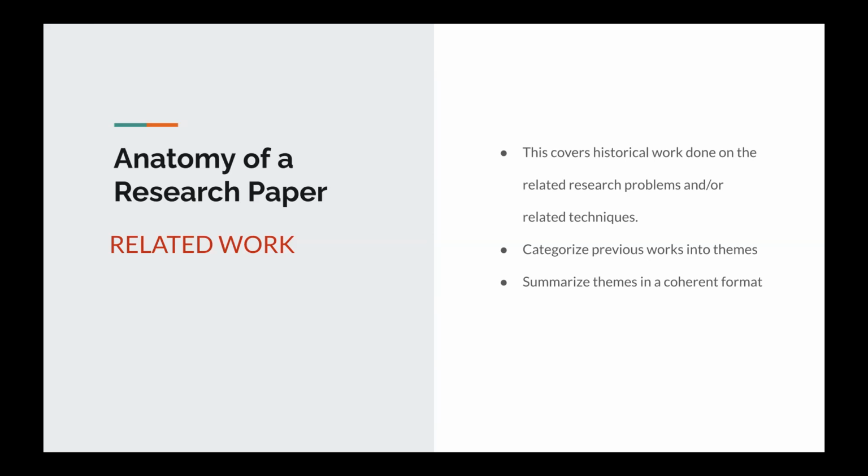You want to categorize these previous works into themes, so it's easier for you to talk about. And you want to summarize those themes in a coherent fashion, not just you listing, paper A said this, paper B said this. If paper A, paper B, and paper C are approaching the solution from, say, a deep learning approach, and paper C and paper D are using a classical machine learning approach, you want to group them based off of approach and talk about them in those groups rather than just highlighting the different papers in this section. It makes more sense that way.